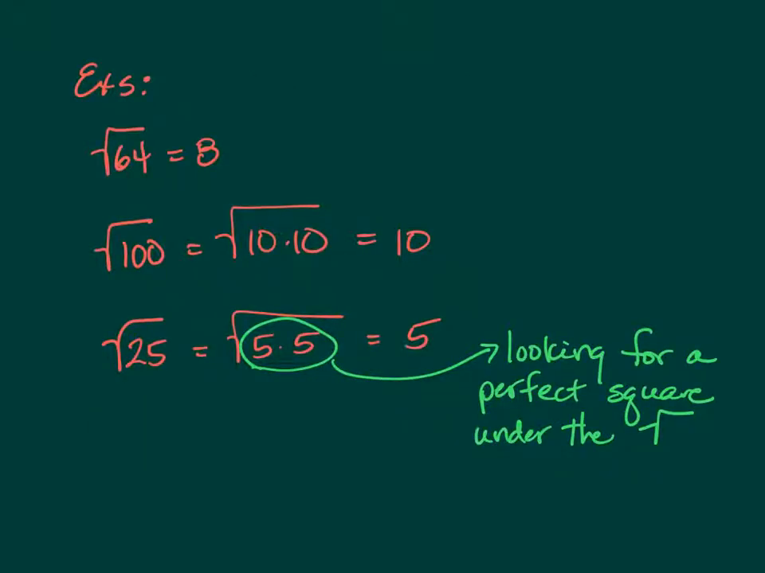So some examples of perfect squares like this. If you just had this problem, the square root of 64, you would say that it's 8. The square root of 100 is 10 times 10, which is 10, right? The square root of 100 is 10. Square root of 25, which we can also rewrite as 5 times 5 underneath the radical. These are equivalent expressions, right? 25 and 5 times 5 are the same thing. And that is 5. Square root of 5 times 5 is 5. So we are looking for a perfect square underneath the radical.